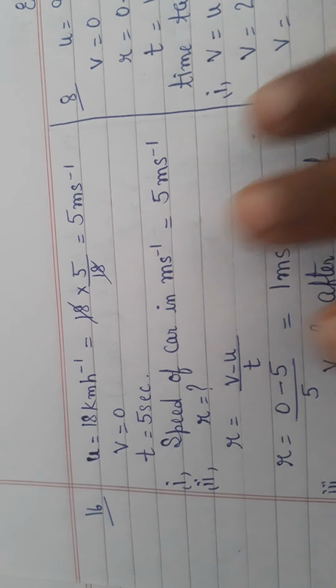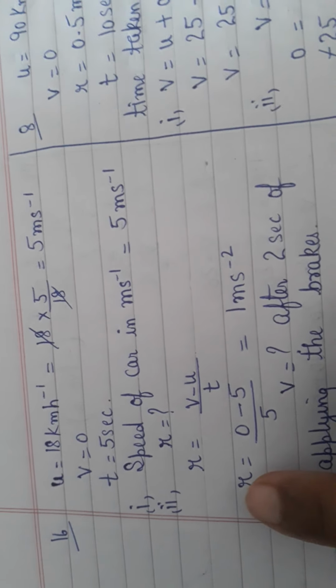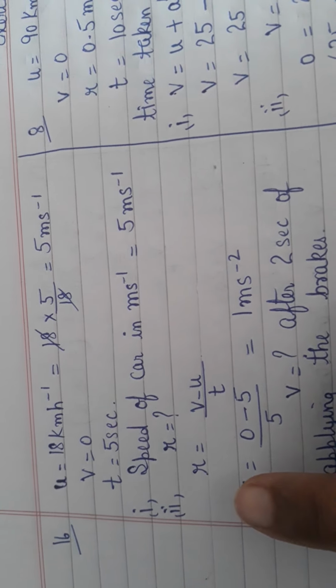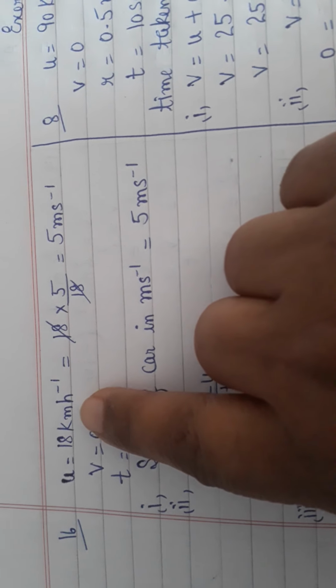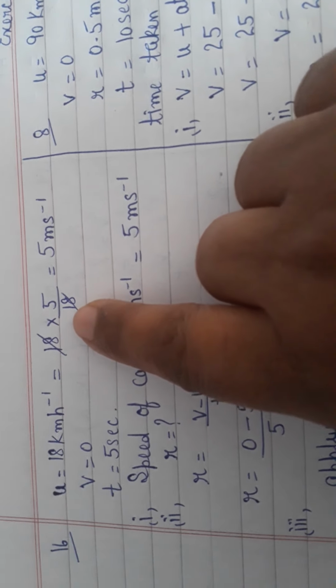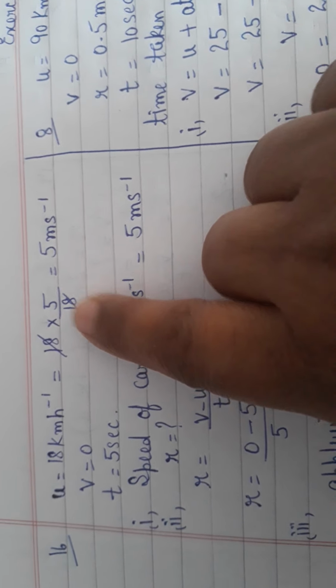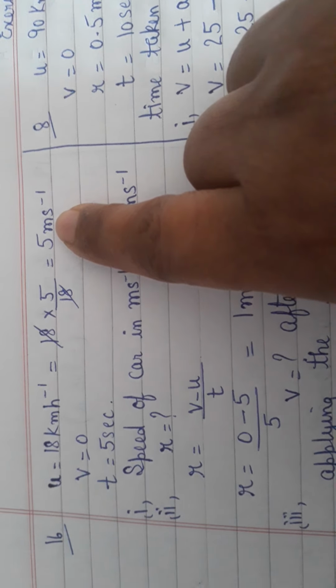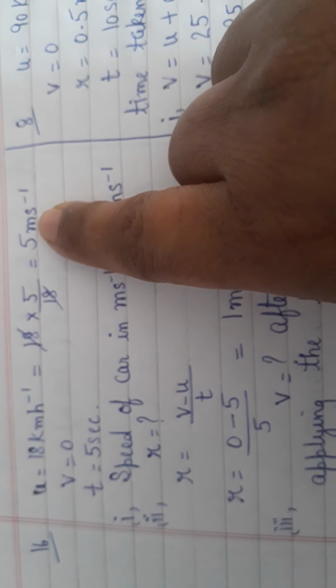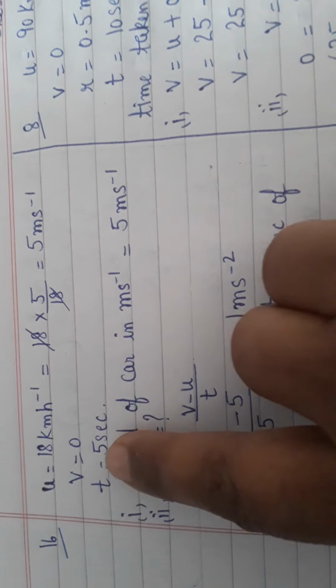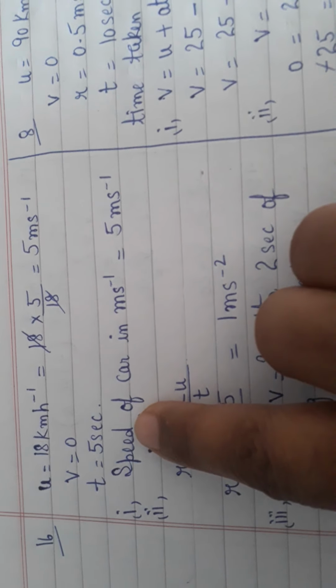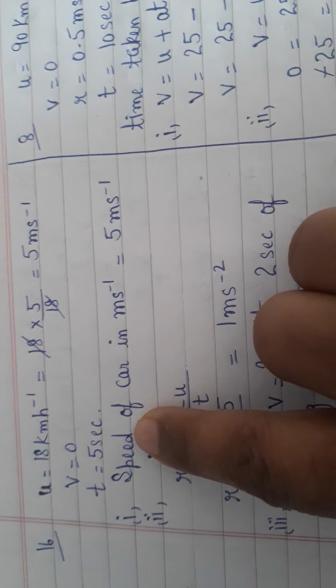That is the 16th numerical. I'll read it out. A car is moving in a straight line with a speed of 18 kilometers per hour. To be converted to meters per second, you know how, children? By multiplying by 5 by 18, I convert it to meters per second. Then they have said that it is stopped in 5 seconds. So v will be 0 in 5 seconds. You are supposed to find out the speed, that is v.